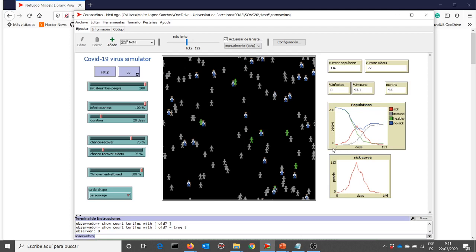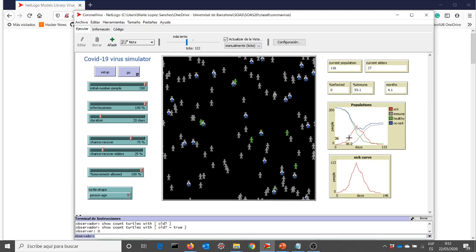And here we can see how the population evolved. At the beginning, everybody was healthy except for one individual, and the virus started spreading. So the number of sick individuals started growing. Here we can see this exponential curve that we were seeing. And as more sick individuals appeared, we have fewer healthy individuals.